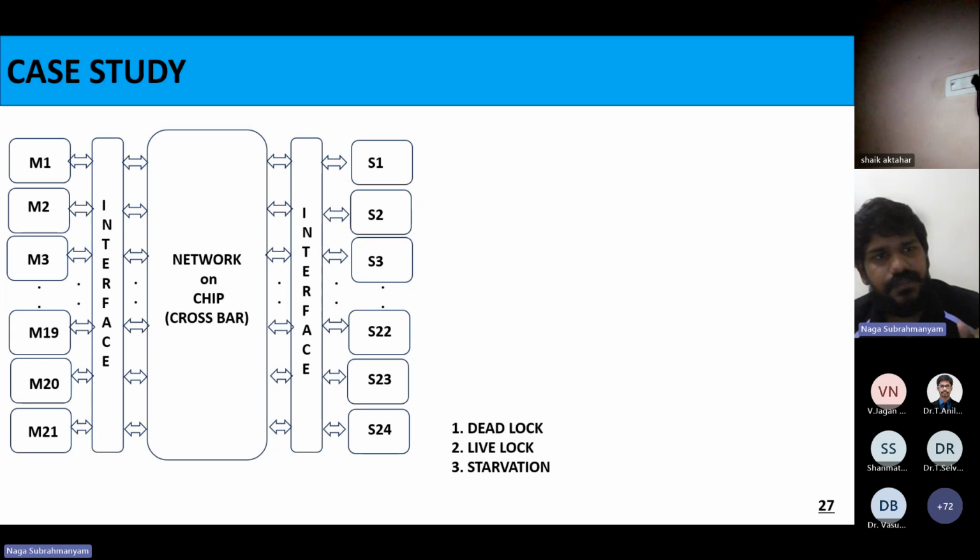Okay. Next, live lock. If I want to put data from M2, the data is not going anywhere. It is roaming all around the NOC. It is in the NOC, going in some other direction, and from there it goes in yet another direction. That is live lock.